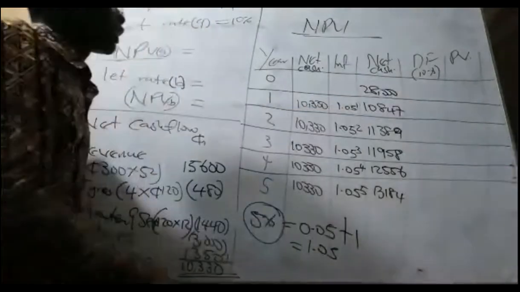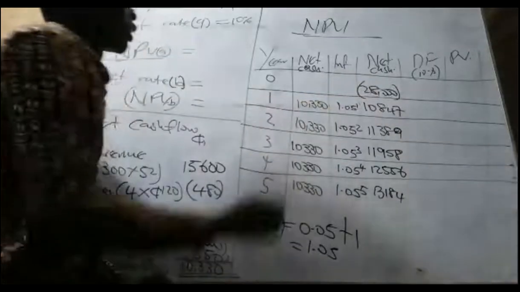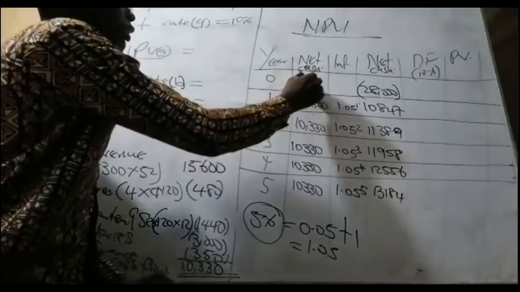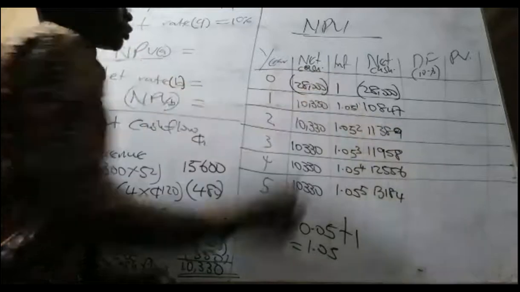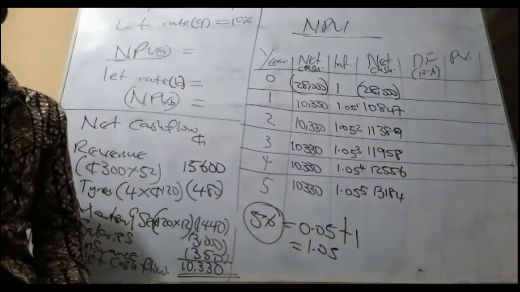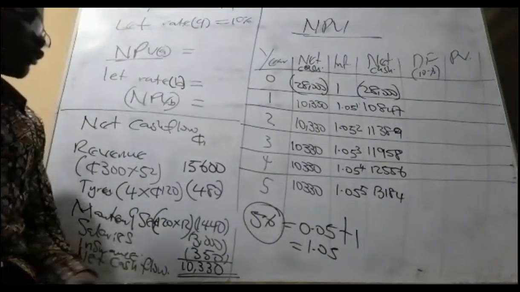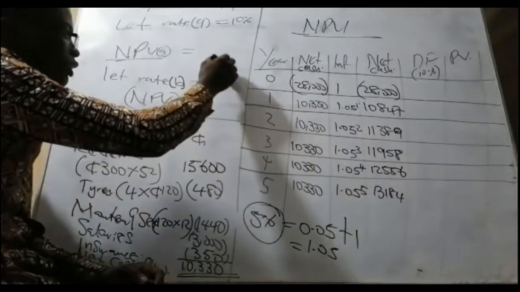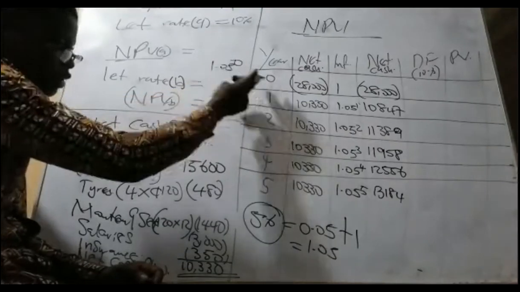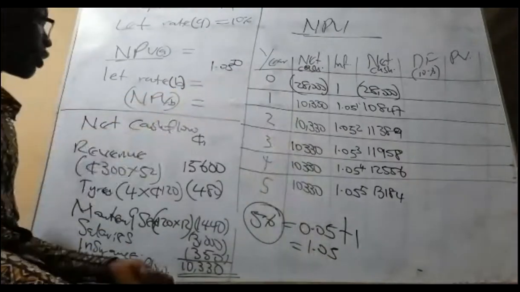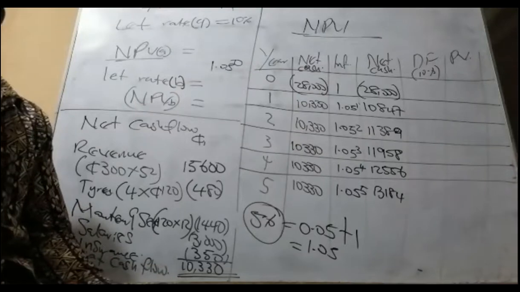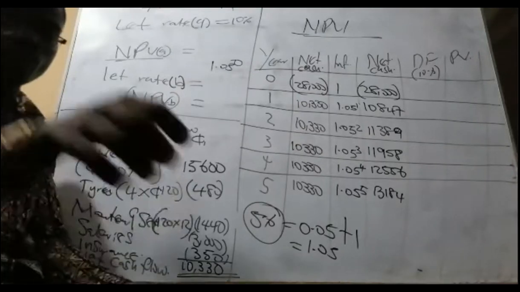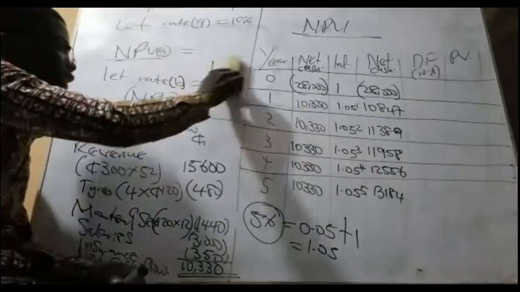If you want to inflate that one too, don't worry. You can put it here, 28,000. Inflation will be 1, because money today is the same as money today. If you like, you can still calculate it by saying 1.05 to the power 0, because you're in year 0, put 0 there. It will still give you 1. Great. So basically, that is it.